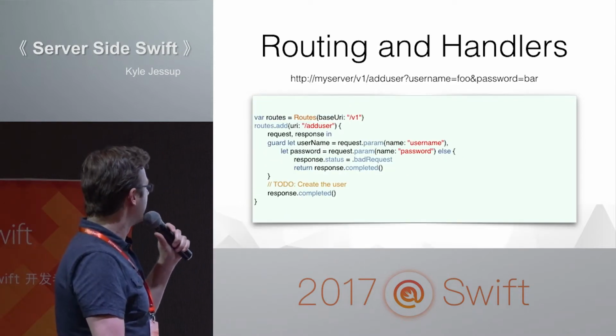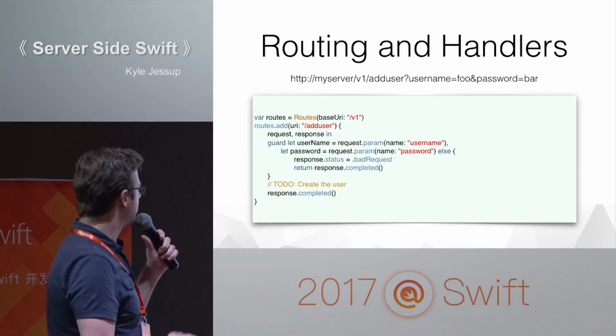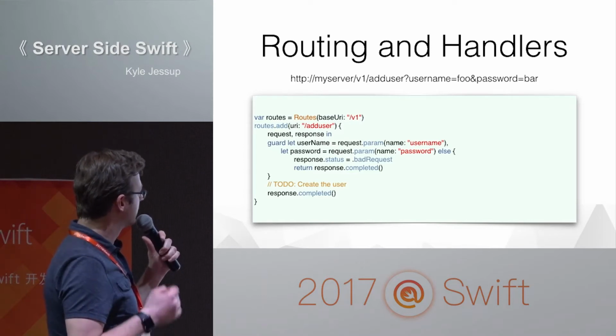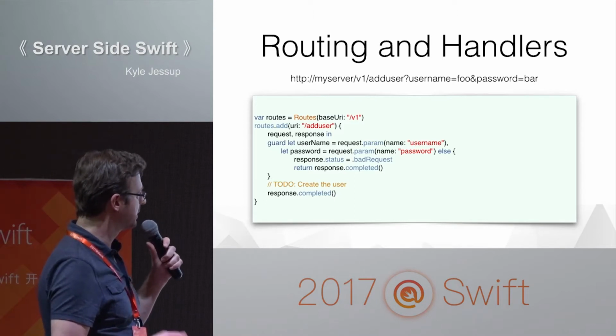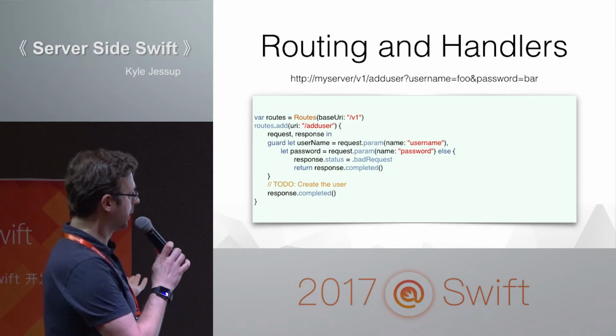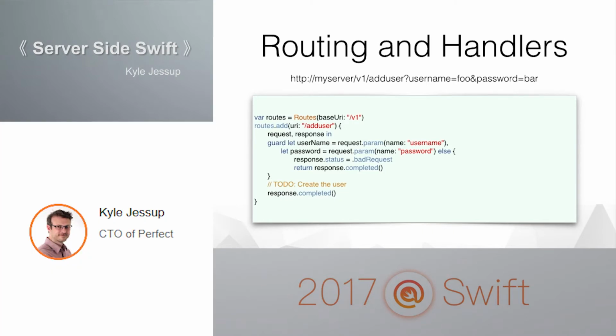Okay, this is a little more complicated. What we're doing is we're adding a route for /add user, and we're pulling out a variety of parameters. So this is how you would get the parameters from the request. Calling request param and then just giving it the name. Checking to make sure they were provided, as there are optionals there. And if they aren't provided, we set the status code and then tell the response it's completed and return and get out. Another example.